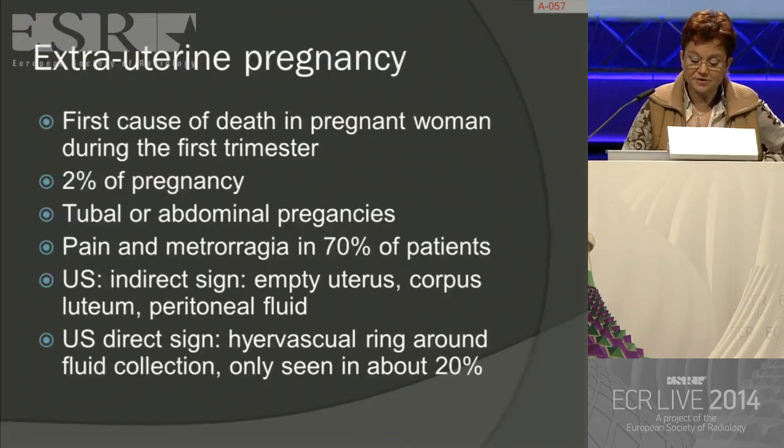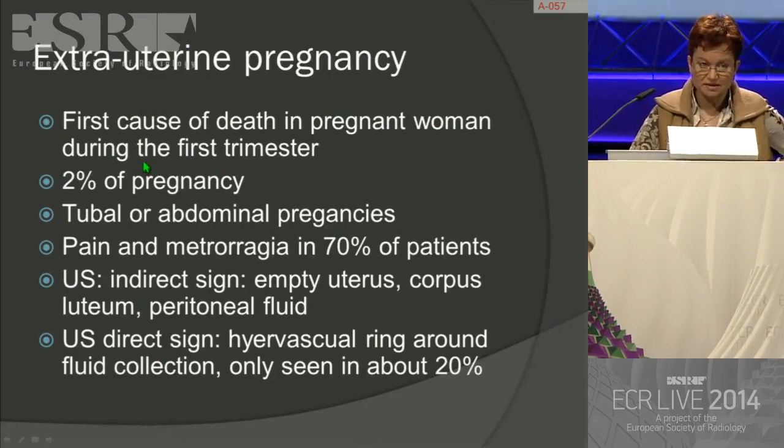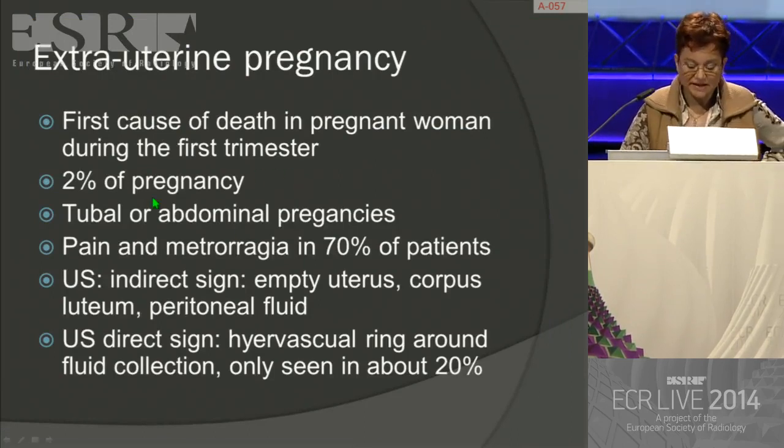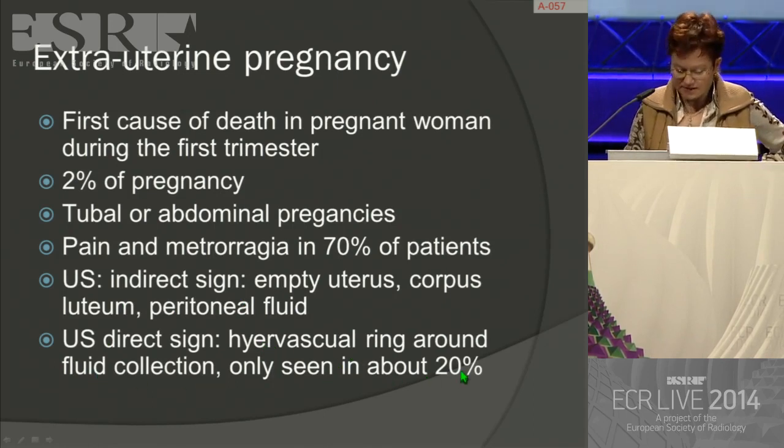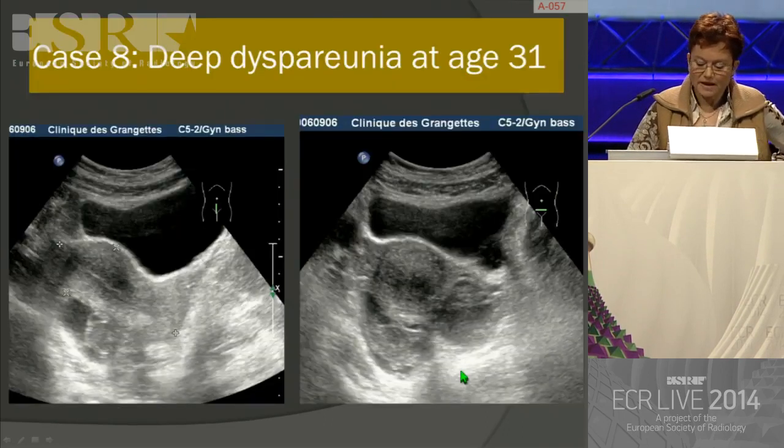Now, extrauterine pregnancy is the first cause of death in pregnant women during the first trimester. 2% of pregnancies can be tubal, like in this case, or abdominal. Pain and metrorrhagia are present in 70% of the patients. The indirect sonographic signs are an empty uterus, a corpus luteum, and peritoneal fluid. And the direct sign, the hypervascular ring around fluid collection. But it's only seen in about 20% of the patients. So this is very good.